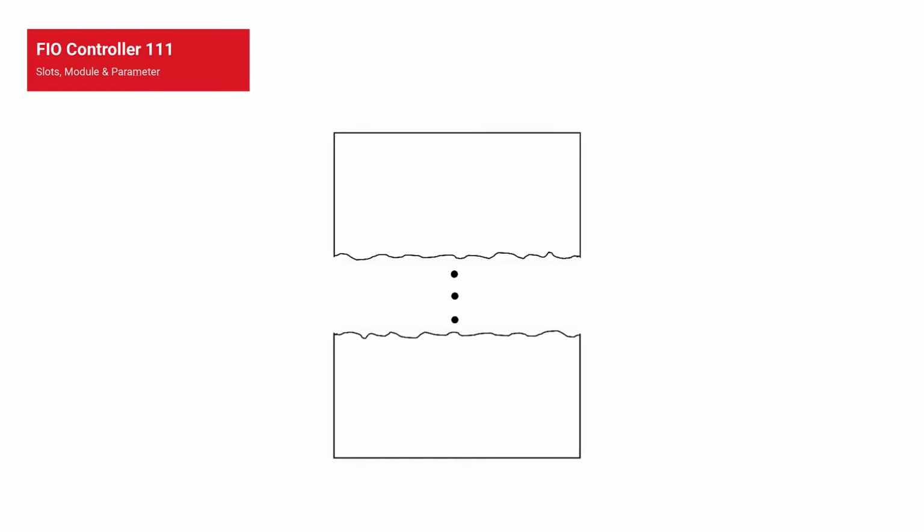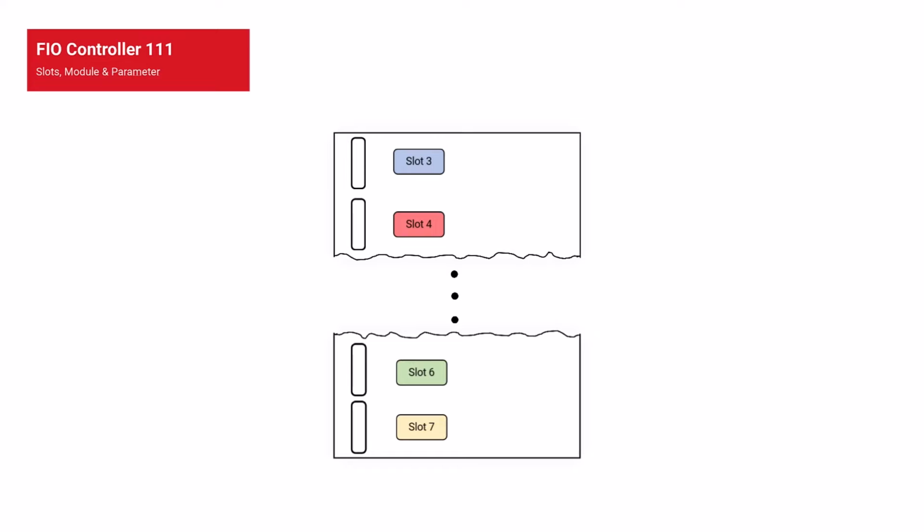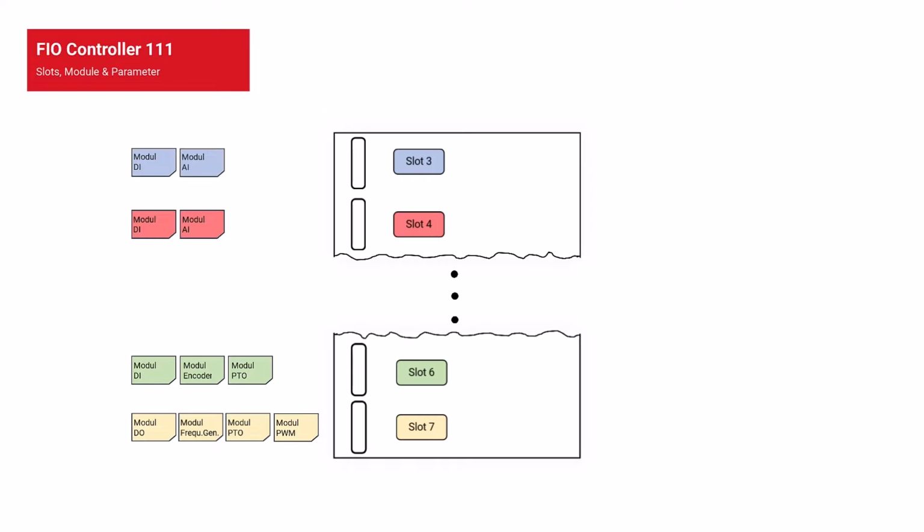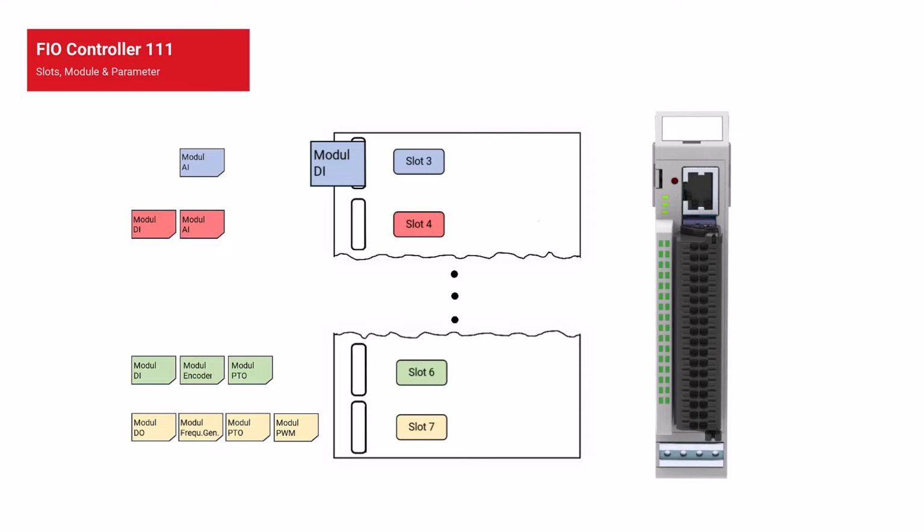The 111 has 9 slots, of which 4 are shown here as an example. For each slot, there is a selection of possible modules that can be exchanged depending on the application. A module always has a specific function, and you can only plug in one module in each slot. For example, let's plug in the digital input module into slot 3. By plug, of course, we mean configuring. Slot 3 corresponds to the left pin 6 of the connector strip, where a digital input can be connected.